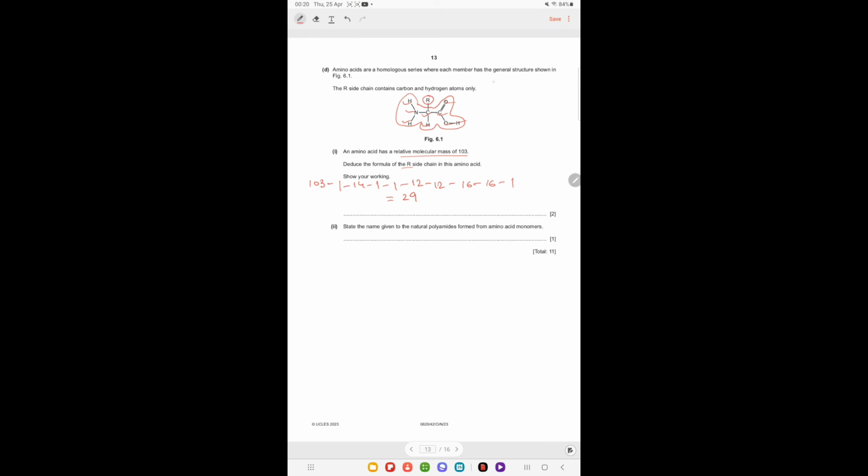The first alkyl radical is methyl. We can see that its mass is 15, so it can't be this one. And the second alkyl group is ethyl. So its mass is 12 plus 12 plus 5, so it's 29. So the name of the group is ethyl.